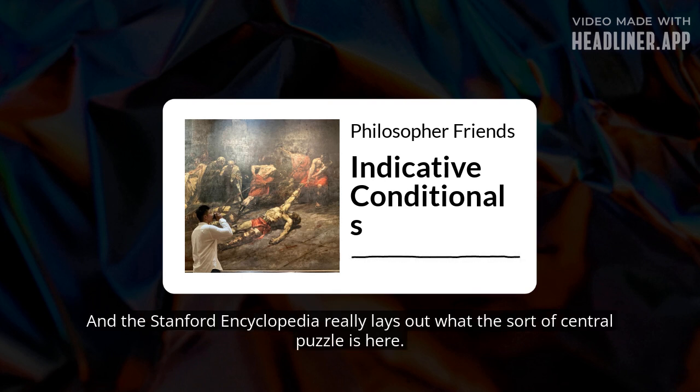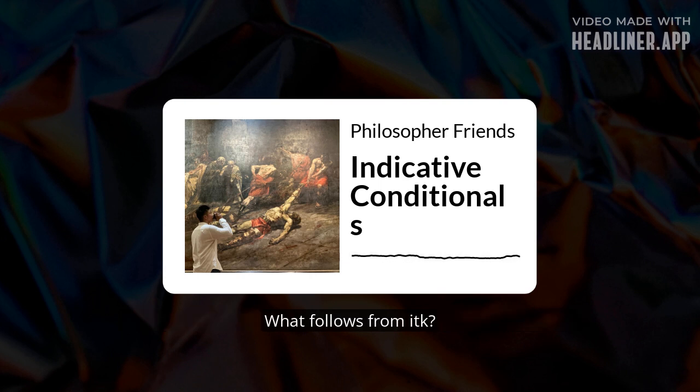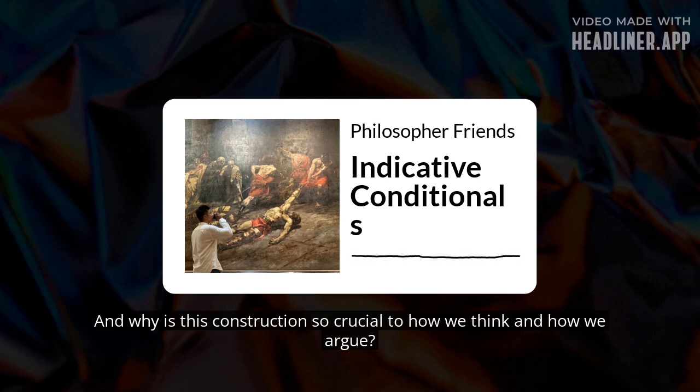The Stanford Encyclopedia really lays out what the central puzzle is here. How do we know when an if-then statement is acceptable? What follows from it? And why is this construction so crucial to how we think and how we argue?